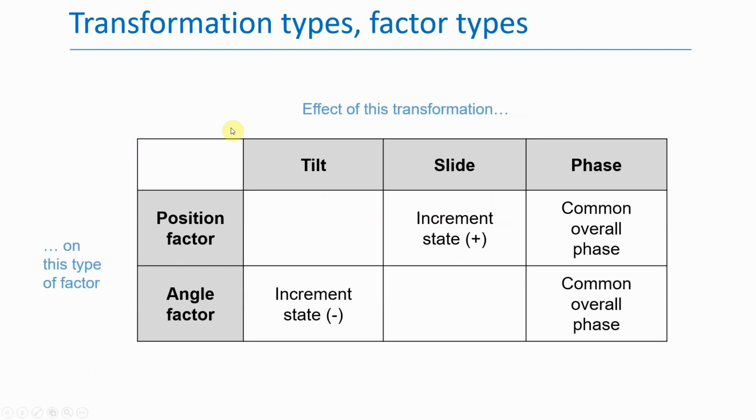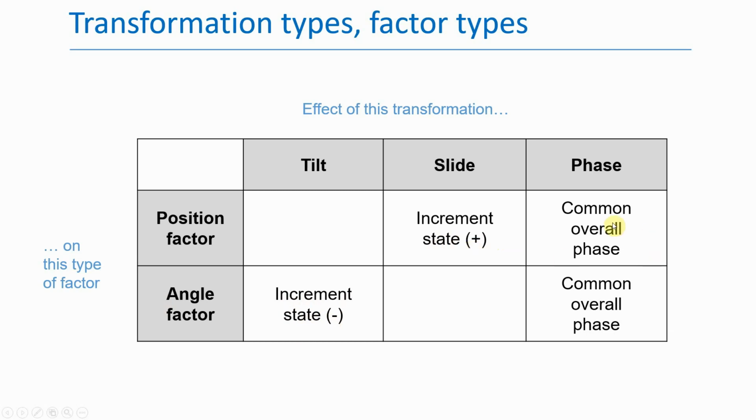In this chart, the columns correspond to the transformations tilt, slide, and phase. The rows correspond to position and angle factors. Each cell tells the effect of one transformation on one type of factor. As we've explained, tilt increments an angle factor from one angle to the next in the negative direction. Slide works analogously and increments a position factor from one position to the next in the positive direction.